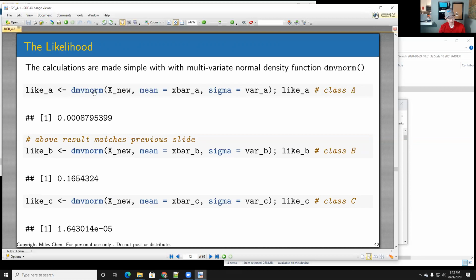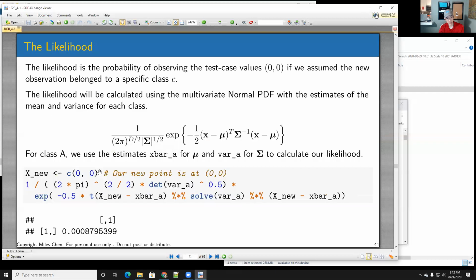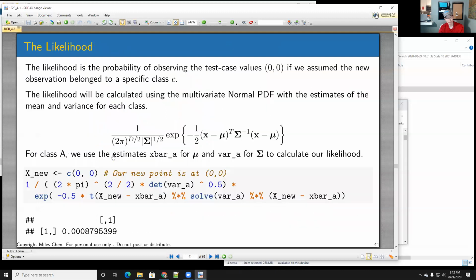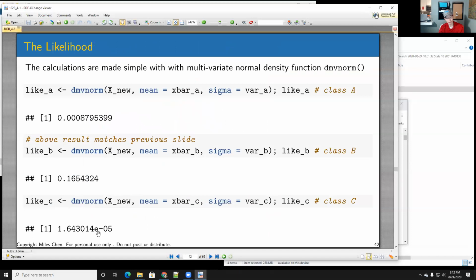Okay, so we're going to use this for each of the classes, and we're going to find the likelihood that it came from class A, the likelihood that it came from class B, and the likelihood that it came from class C. And this lines up exactly with what we anticipated. What's the likelihood that red generates this point? It's pretty low. Blue generates this point, pretty high. Green generates this point, very low. So this is what we have: 0.0008, 0.165, and 1.6 times 10 to the negative 5.